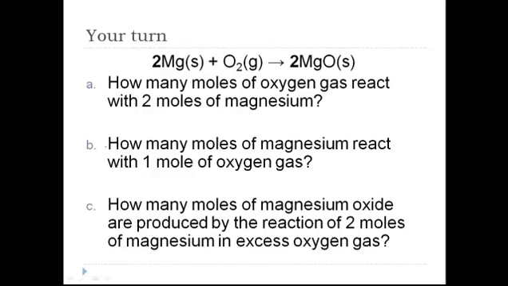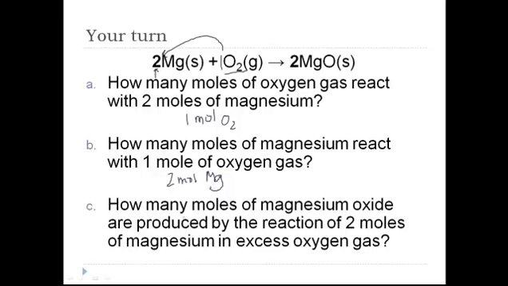All right, let's look at some answers here. For letter A, how many moles of oxygen gas, that's this one, react with 2 moles of magnesium? We already have 2 moles of magnesium, and don't forget that there's an invisible 1 right there. So 1 mole of oxygen gas. How many moles of magnesium react with 1 mole of oxygen gas? This is exactly the opposite problem. We have 1 mole of oxygen gas requires 2 moles of magnesium.